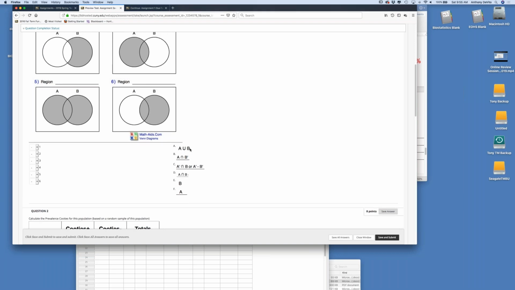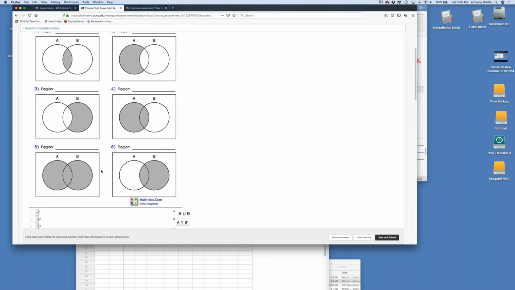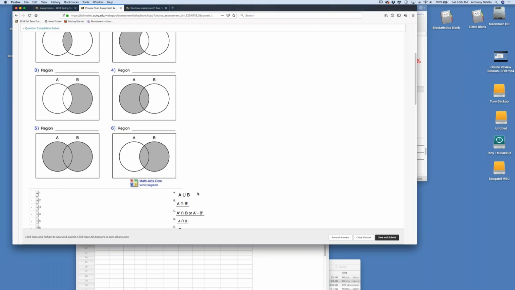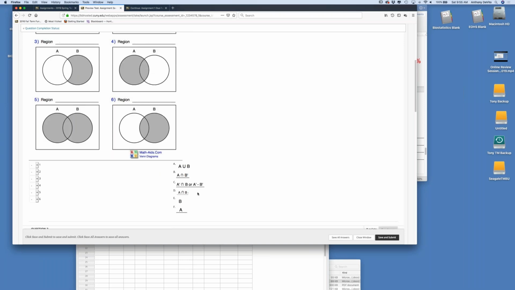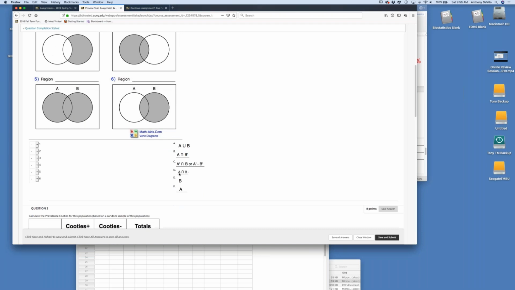In other words, A or B satisfies this condition, right? So if I look over here, the one that most likely looks like that is this one over here. So A or B, either one, doesn't have to be both, but either one satisfies that condition. That's called union. Okay, this upside down U represents intersection, right? So an intersection means it has to be both of them, right? So I'm going to look at this one down here first. A intersection B means it has to satisfy both conditions A and B.